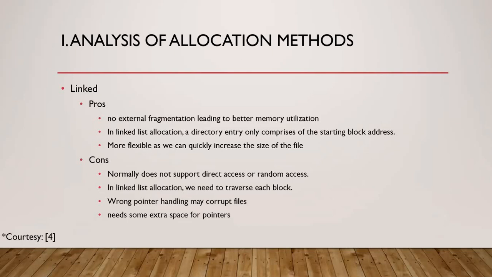Now, what are the cons? It doesn't support direct or random access normally. Why? Because we need to modify our basic linked list structure. Second, in linked allocation we need to traverse each block, so again it is sequential access. Not with respect to memory, totally understand this point, but with respect to linked list parts. You cannot jump onto the third block of the linked list; you need to start from the first block, then second, then third. Third, wrong pointer handling may corrupt your files, because if you move in a different direction, you are gone. And the last point, it needs extra space for pointer handling. Quite obvious.